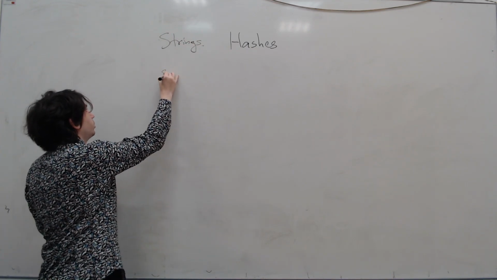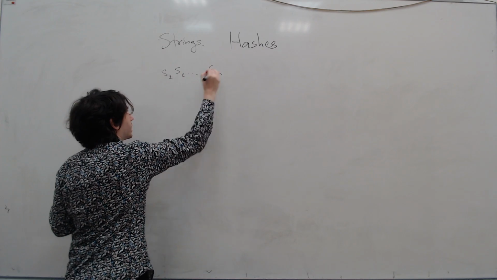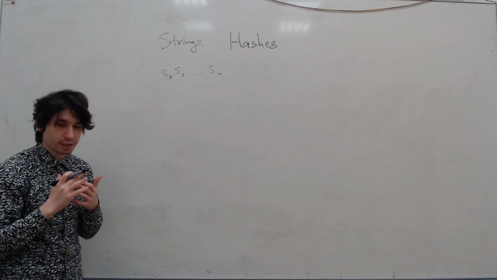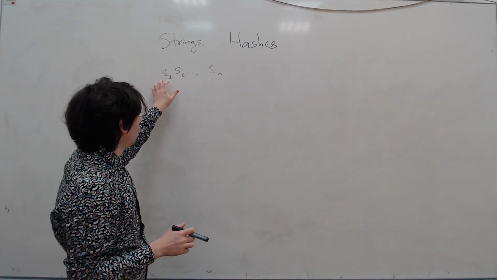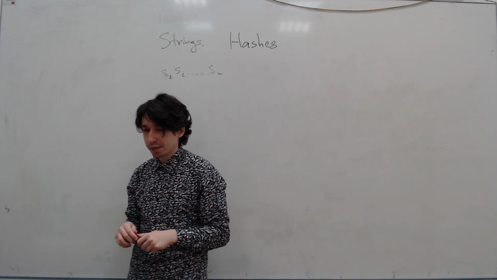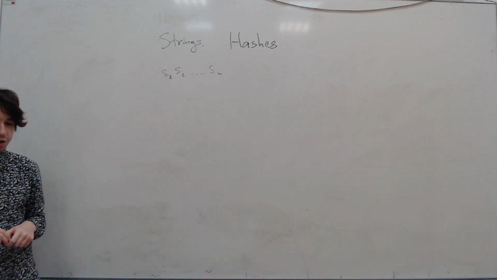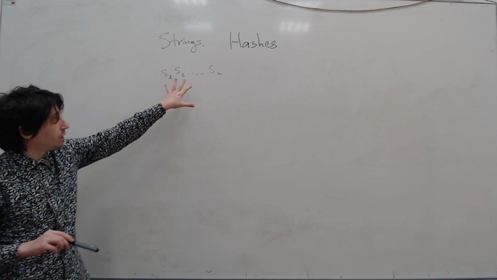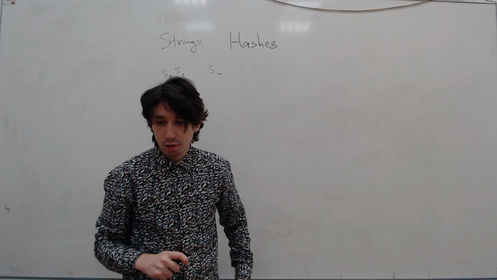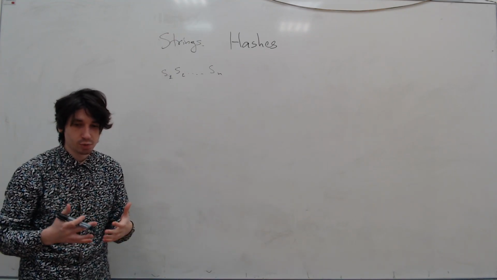So you are given a string S0, S1, S2, ..., Sn. The simplest hash function that can come to your mind, for example, is to add all the characters together as integers, and this will be our hash function. Unfortunately, this hash function is not very good, because if you have any permutation of these elements, then you will still consider them the same, because their hashes will be the same.